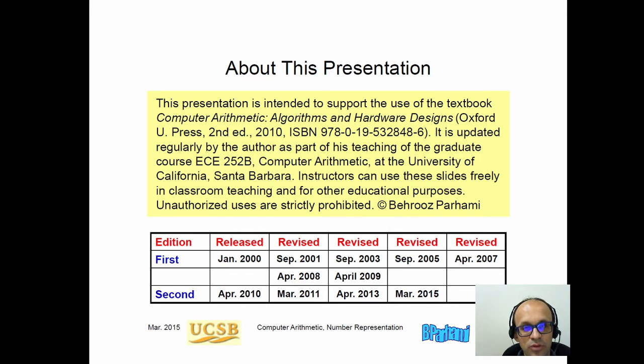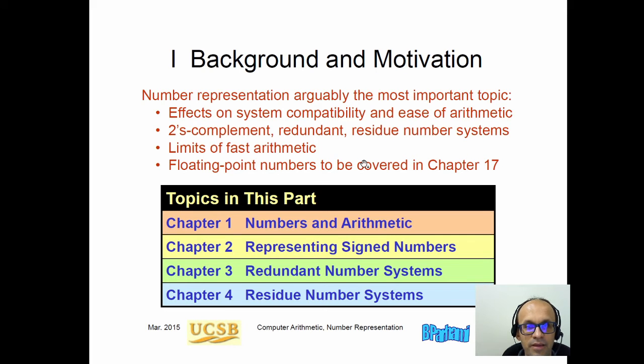These slides, as I told you, have been taken from Parhami's book. Some of the topics we are not going to cover. This is just a control of the revision, and here are the topics that you are going to cover.